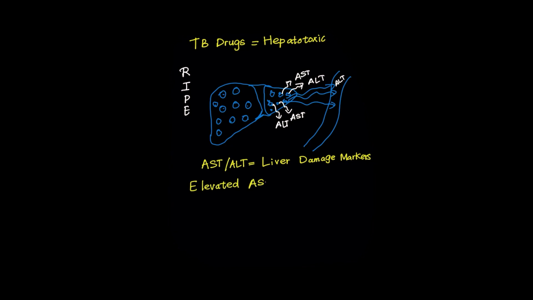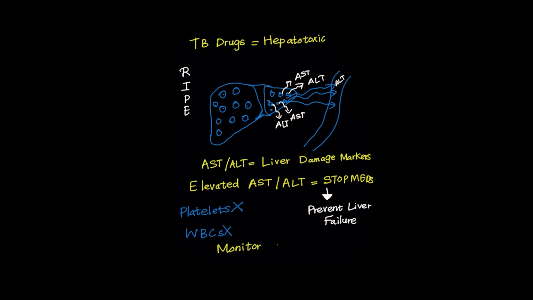Elevated levels mean the TB drugs are damaging liver cells and must be stopped immediately to prevent progression to liver failure. Other lab changes like low platelets or high white cells indicate different problems, but don't specifically show liver toxicity.